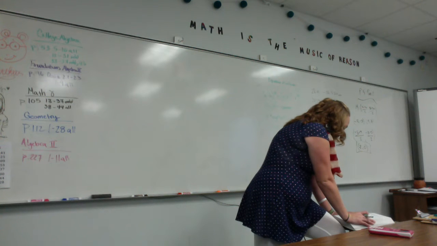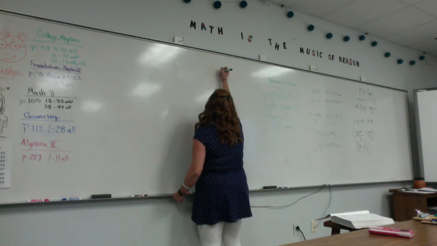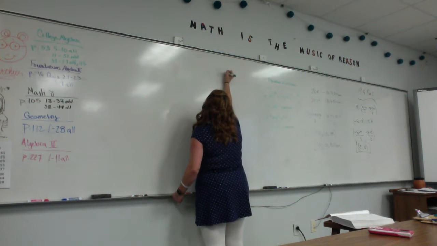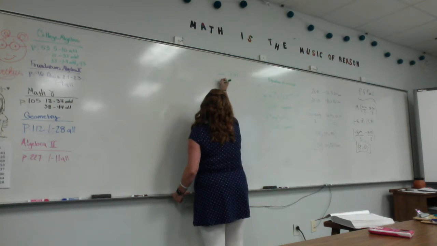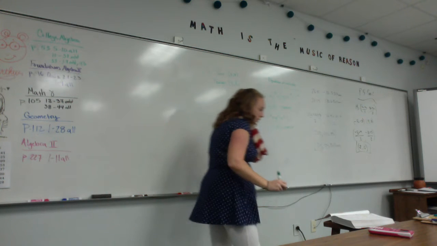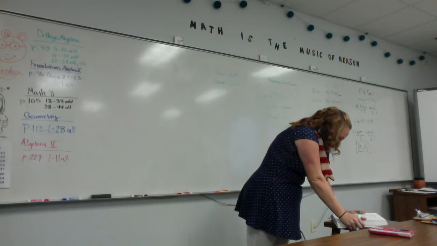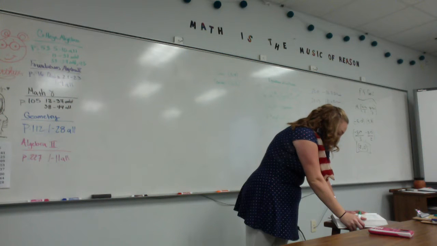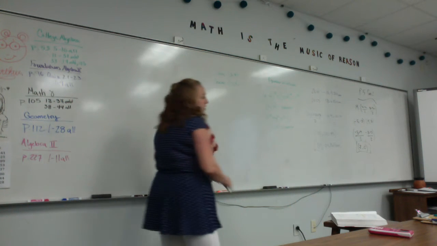It says the point 3, 4 lies on a circle whose center is at -1, 2. So the point is 3, 4, and the center is -1, 2. And it says, as shown in this figure, which is a figure of a circle, write the standard form of the equation of this circle. So how can I write the standard form of the equation of this circle? Do you know the center?